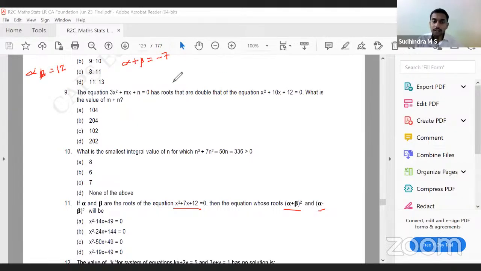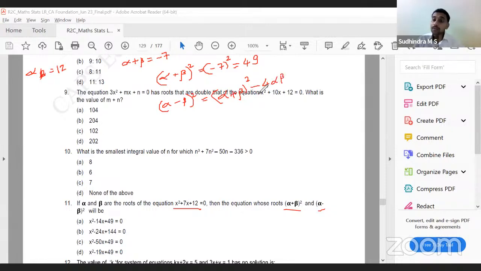We know alpha plus beta the whole square is equal to, we know alpha plus beta is -7. Can I say alpha plus beta the whole square is -7 square, which is 49? Correct. Same way, alpha minus beta the whole square. Now, can I write alpha minus beta the whole square as alpha plus beta the whole square minus 4 alpha beta?